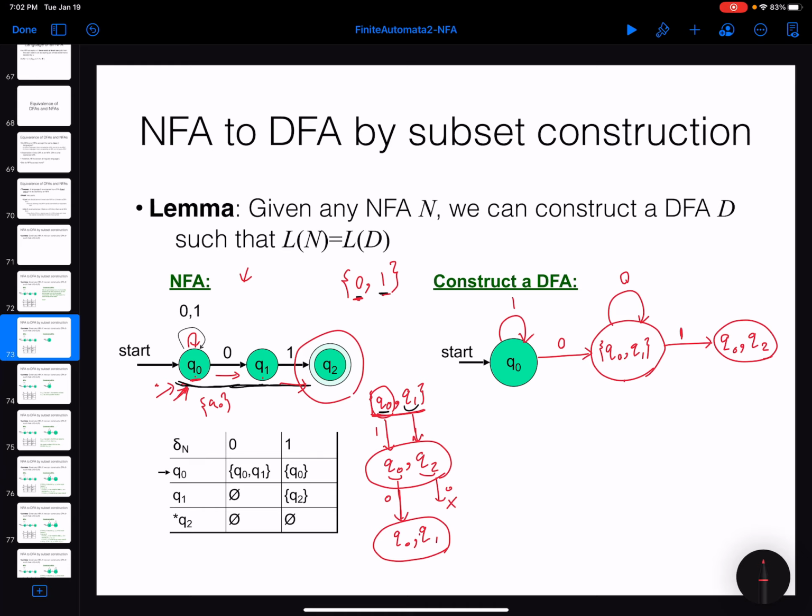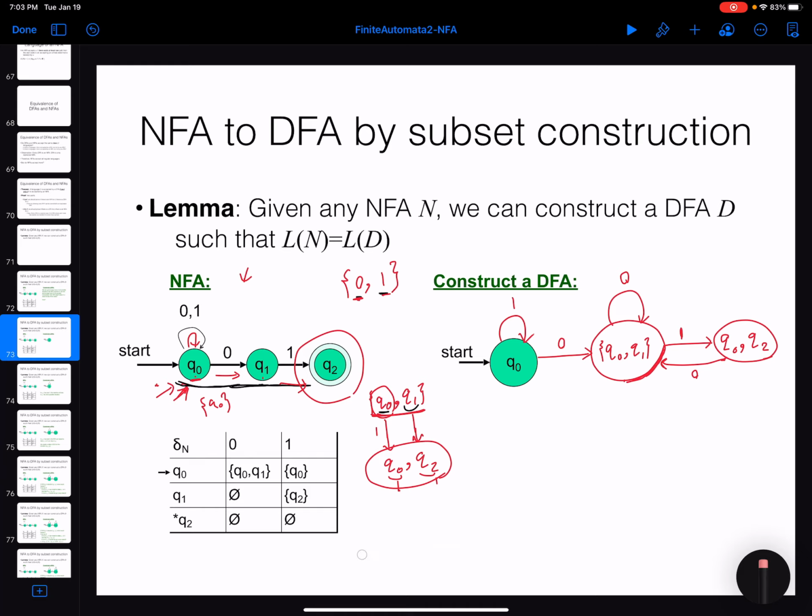From the situation Q0, Q2, by seeing a 0, you can move to the situation of being in Q0 or Q1, which you have a state for. This is the state that we have discussed before. So this transition is just moving you back to this state. So what about 1? Let me just clean up a little bit here.